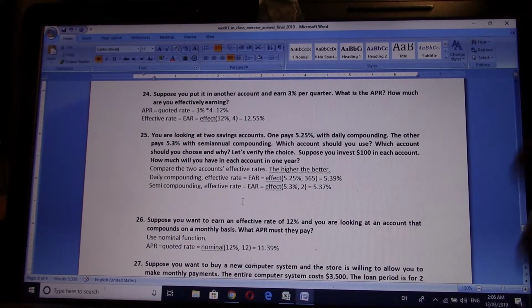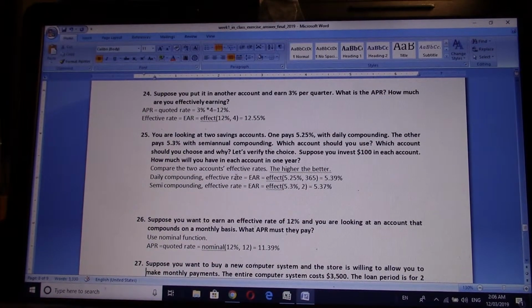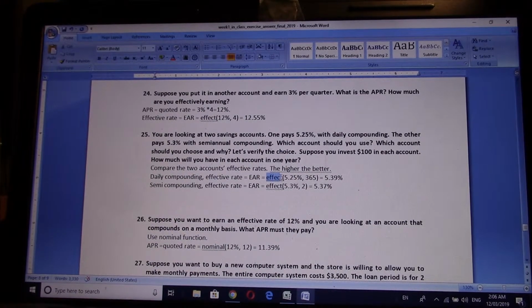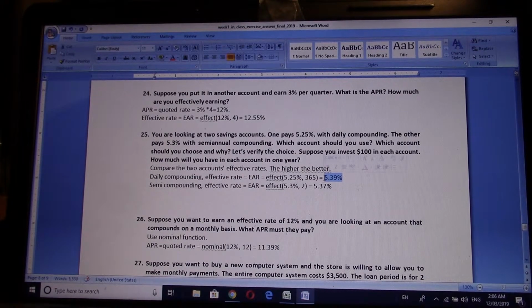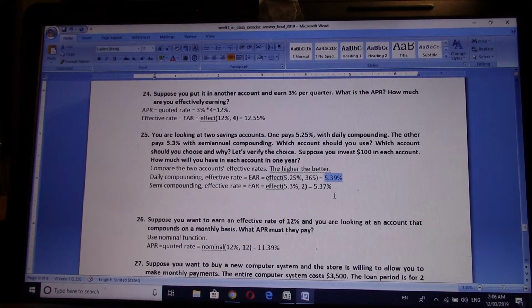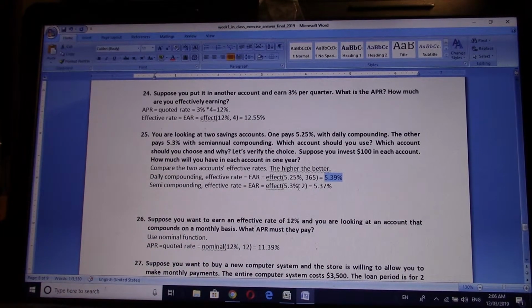Okay, so here's the answer. For daily, you use EFFECT. Input should be 5.25%, and the Nper should be 365. So you got 5.39%, and that means every year you're getting 5.39% of return. If it's semi-annual, the APR or nominal rate is 5.3%, but it's compounded twice a year. So Nper is 2, and you got 5.37%. When you compare these two, of course you should choose the daily compounding at APR 5.25%.